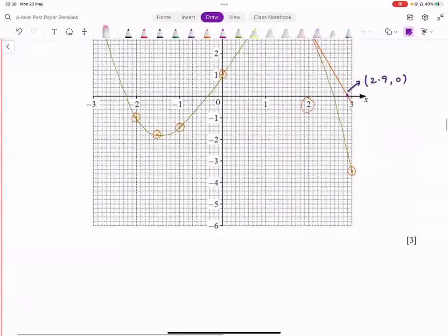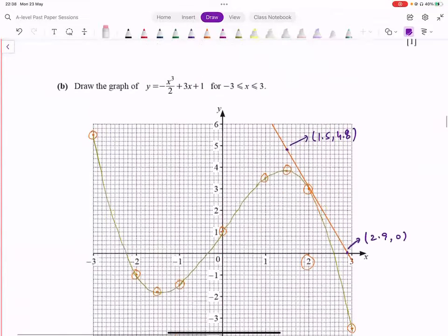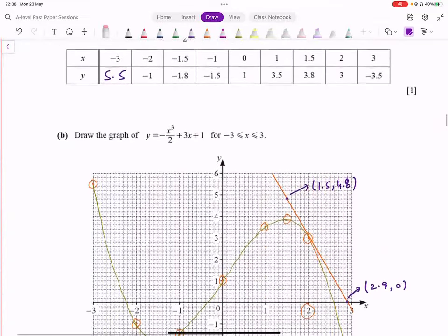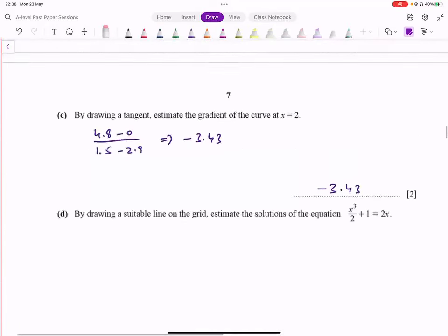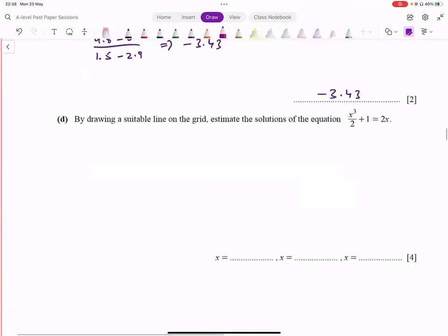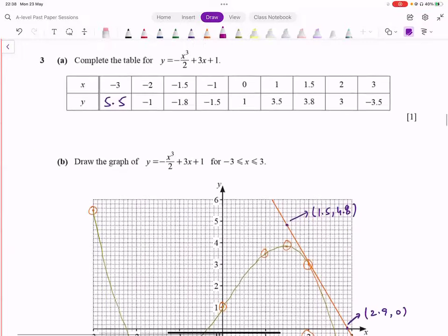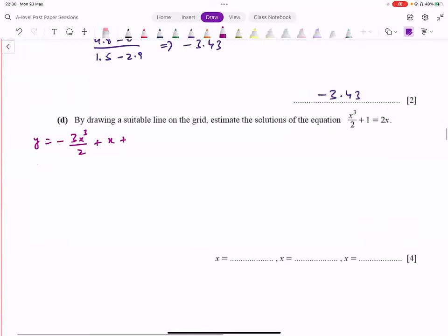अच्छा, ऊपर curve क्या थी हमारे पास? Curve हमारे पास क्या रही थी? Curve was y equals minus x cube over 2 plus 3x plus 1. Let's write that down here. Minus x cube over 2 plus 3x plus 1. This was the curve. Okay.